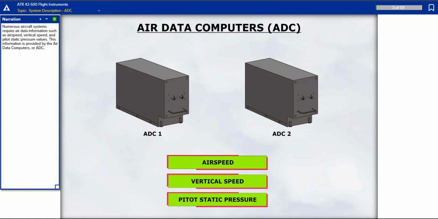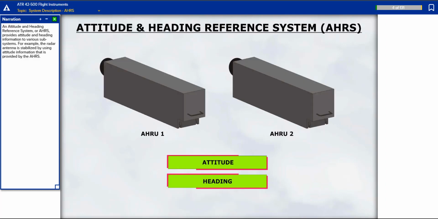Numerous aircraft systems require air data information such as airspeed, vertical speed, and pitot static pressure values. This information is provided by the Air Data Computers, or ADC. An Attitude and Heading Reference System, or AHRS, provides attitude and heading information to various subsystems. For example, the radar antenna is stabilized by using attitude information that is provided by the AHRS.